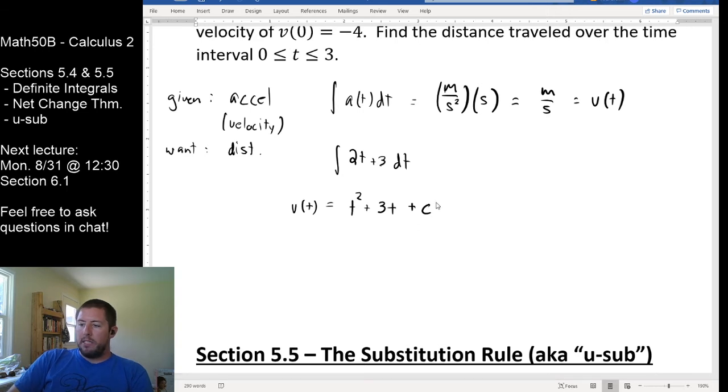I kind of want to know about c usually, but the good news is that they told me an initial velocity, right? They said that at time 0, my velocity is -4. So I should be able to say -4 is my velocity. Plug in some zeros here. And it looks like c is going to be -4. So it looks like I've really got a full v of t equation now, right? I really know that my velocity is going to be t squared plus 3t minus 4.